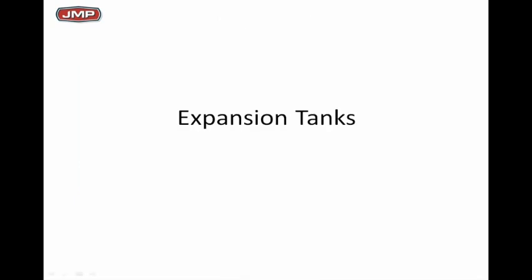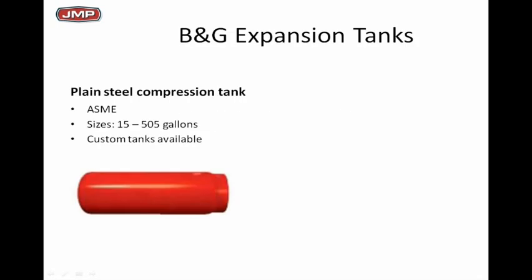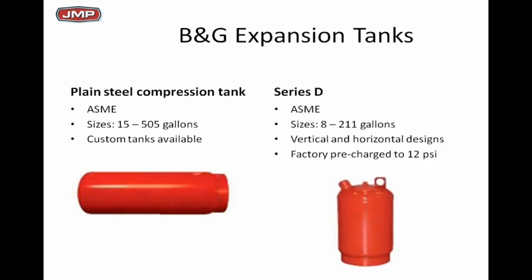So let's look a little bit at expansion tanks. What are expansion tanks? Why do we need them? What types are out there? Well, Bell & Gossett makes a whole bunch of different types of tanks. The first one we're going to look at is a plain steel tank. It's ASME. It's a steel tank. It's been around for a long, long time. And actually, the sizes can get bigger than this, but these are probably the practical standard sizes. We also have a Series D diaphragm type tank.